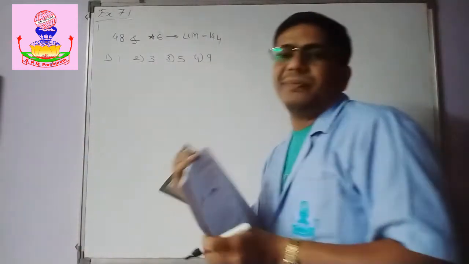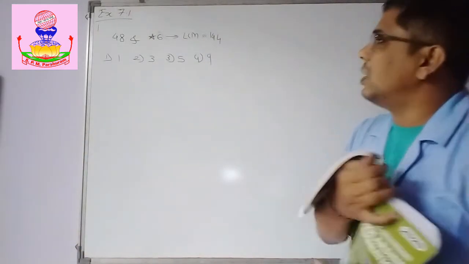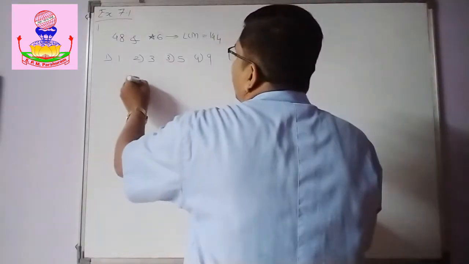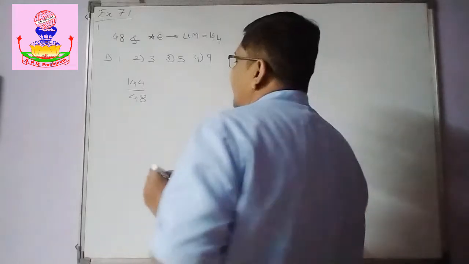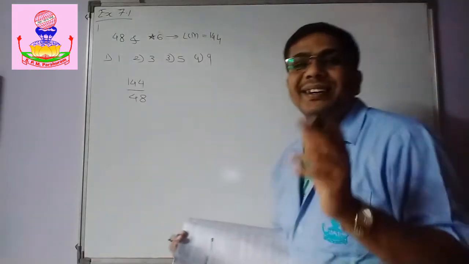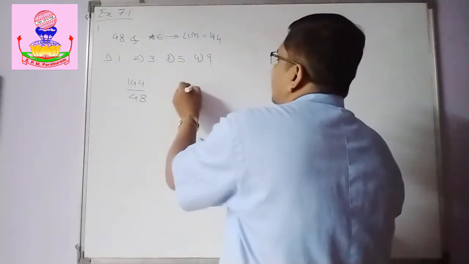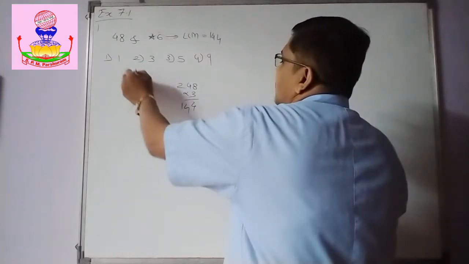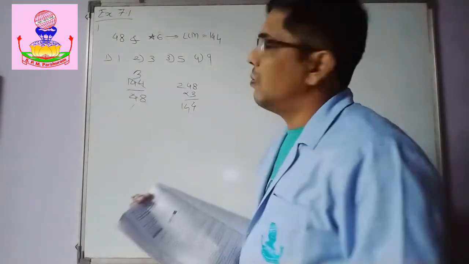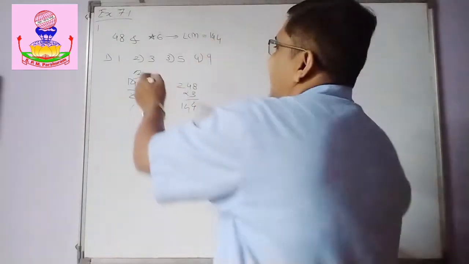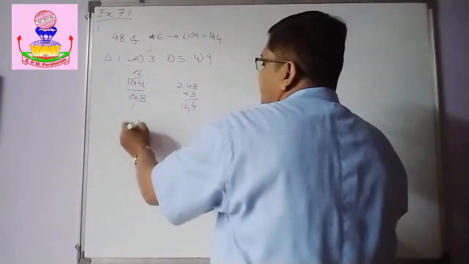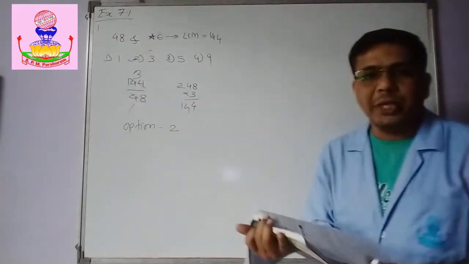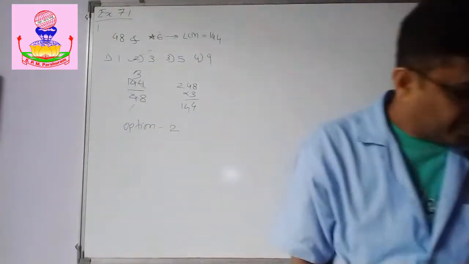In this case, what you do is divide 144 by 48. Now 48 3s are 144. You can check it. 48 3s are 144. And that should be the answer. Option number 2. Option 2 is the correct answer, that is 3.